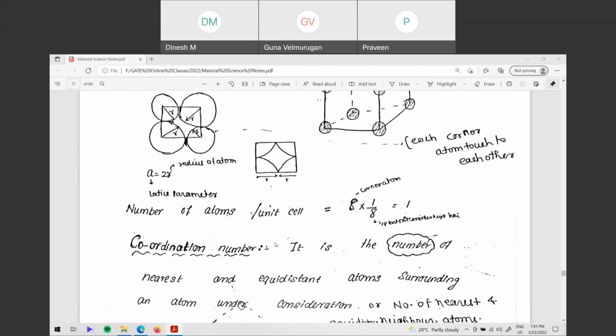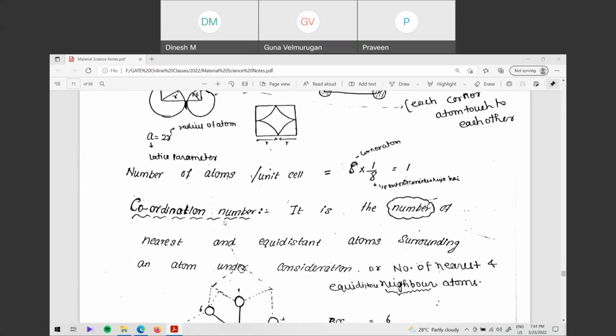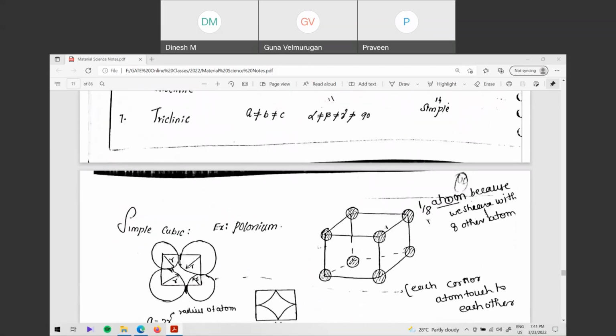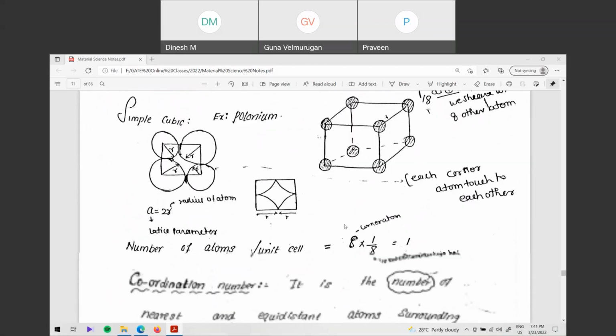Okay. And another thing is coordination number. Coordination number is nothing but the number of nearest and equidistant atoms surrounding an atom under consideration. It means that you take this atom. How many nearest atoms are there? If you take any atom, how many nearest atoms are there? Count them, and that is your coordination number.